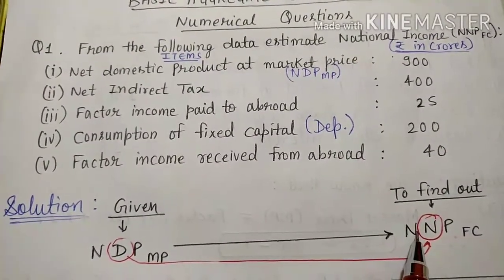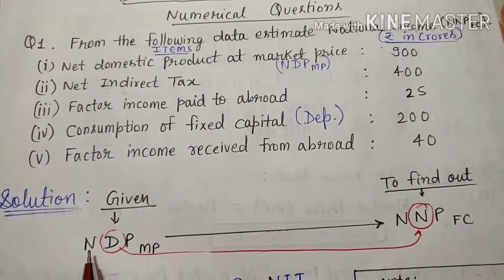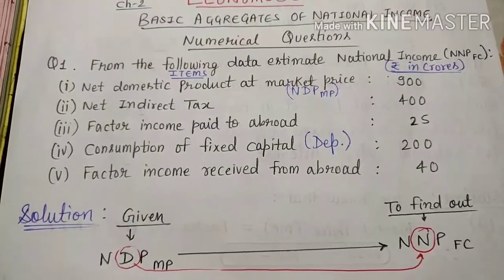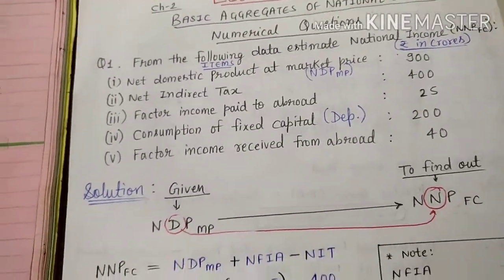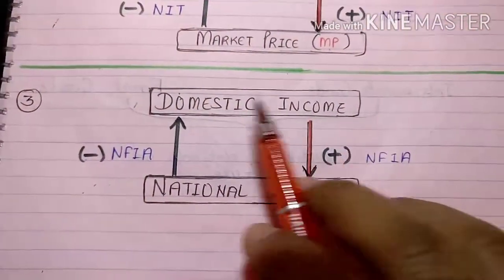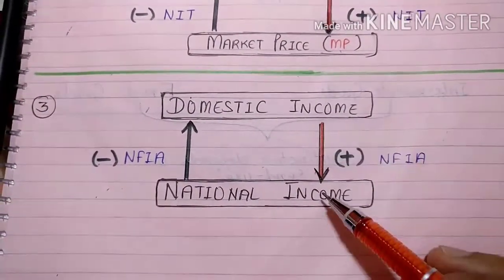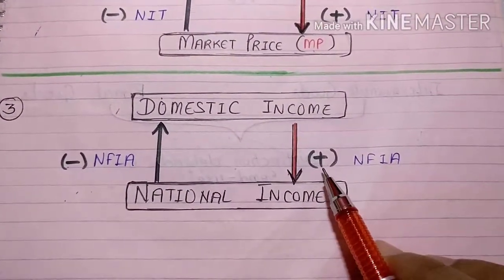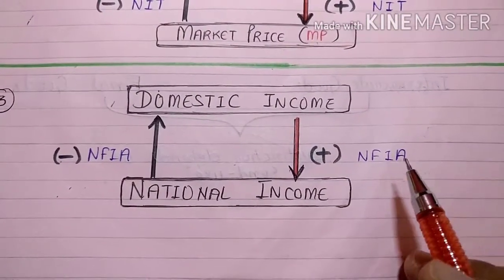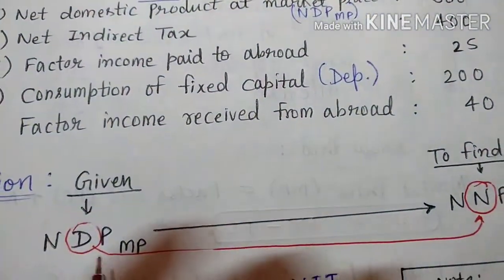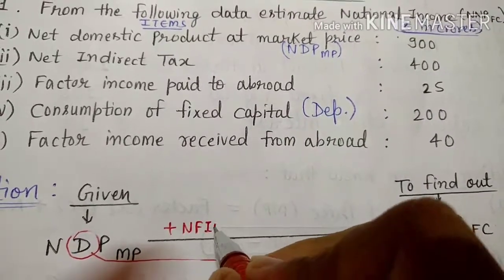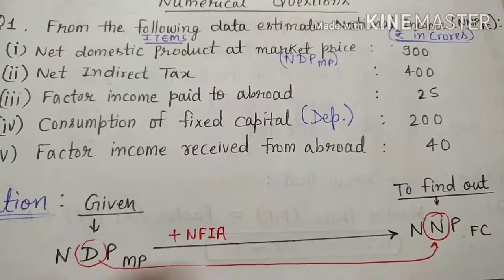What we have to do? We have to convert this domestic into national, because the first place is net and it is also net here. So in the second place we have to convert from domestic to national. Now if you remember the three basic formulas which I have taught you, we have learned that if we are given domestic and we have to convert into national, we have to add NFIA, which means net factor income from abroad. So in order to convert this domestic to national, we have to add NFIA, net factor income from abroad.